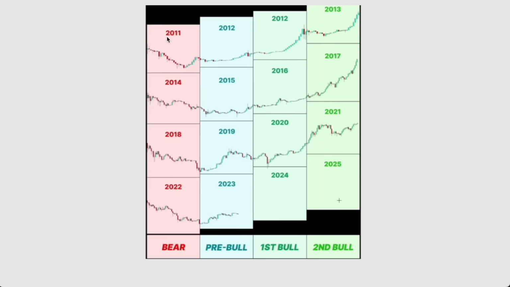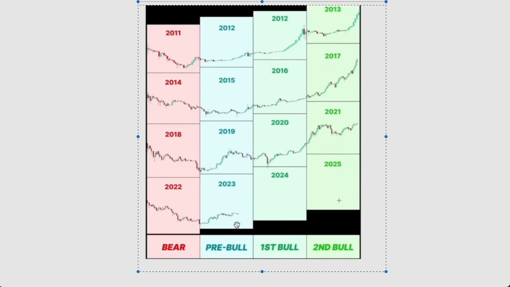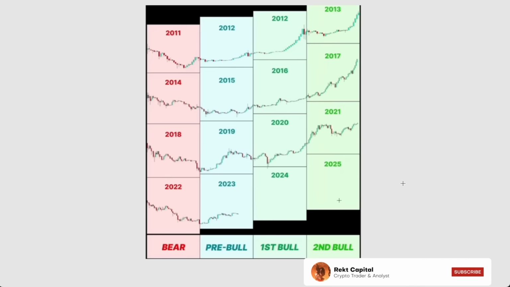So this has been a fantastic schematic that we made a video on in 2023, and you can see that this is sideways price action, and 2024 isn't even filled out here.